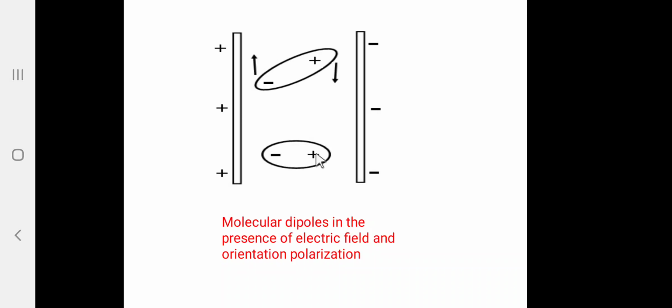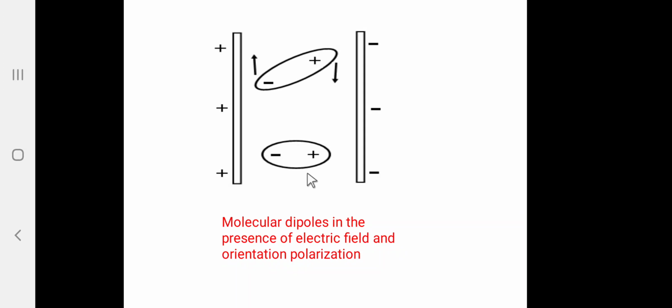But what happens when an electric field is applied? Two disturbing effects arise. The first effect is that the usual distortion of the positive and negative charges would occur, giving rise to the induced polarization. That means this positive end is attracted toward the negative plate, while the negative end is attracted toward the positive plate. So this is the induced polarization, the first effect.